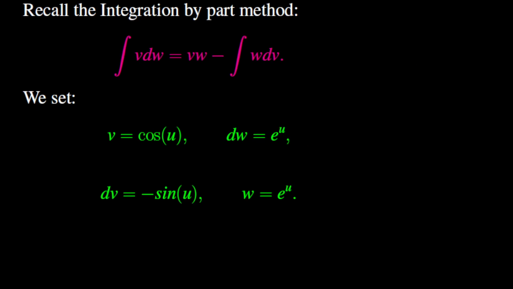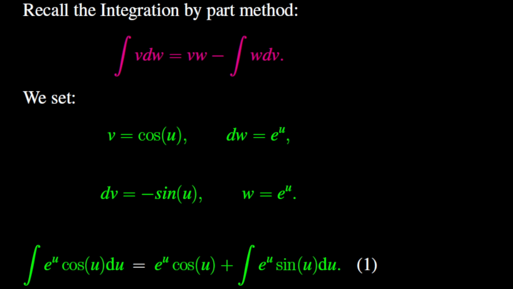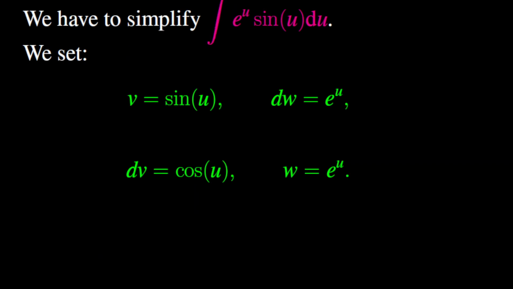In this new approach, we set v equal to cosine of u and dw equals exponential of u. Thus, dv equals negative sine of u and w equals exponential of u. Therefore, the integral of exponential of u times cosine of u du is equal to exponential of u times cosine of u plus the integral of exponential of u times sine of u du.